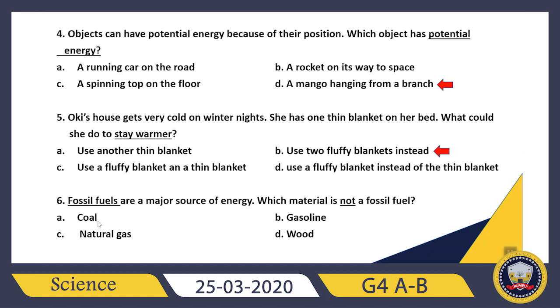Coal, of course, is a fossil fuel. Gasoline also. Natural gas also. But wood, no. Wood is not a fossil fuel, because wood comes from trees. Wood does not come from under the ground or from dead bodies of animals or plants. So it will be wood. Wood is a fuel, but not a fossil fuel. Only gasoline, coal, and natural gas are fossil fuels.